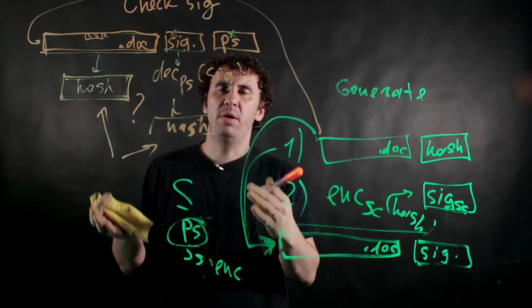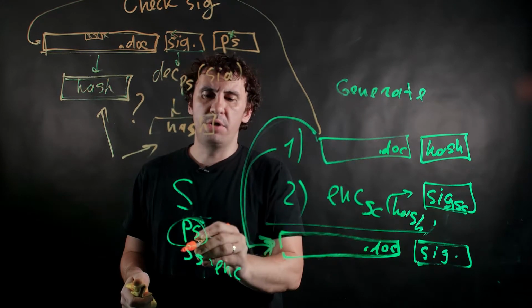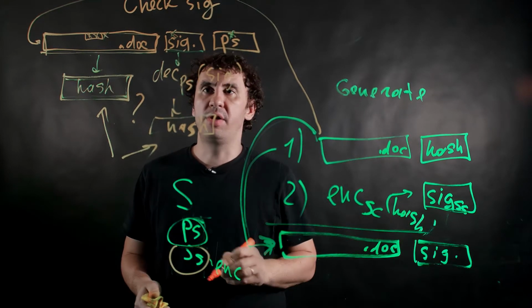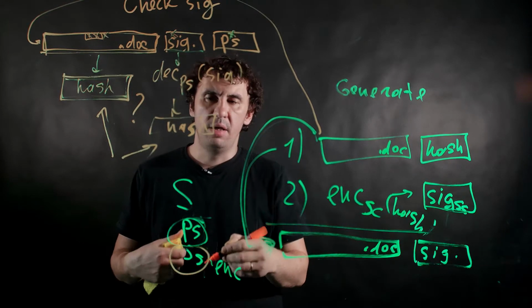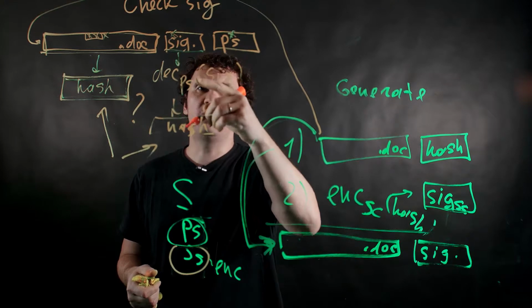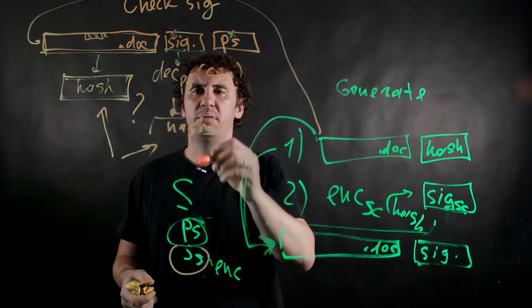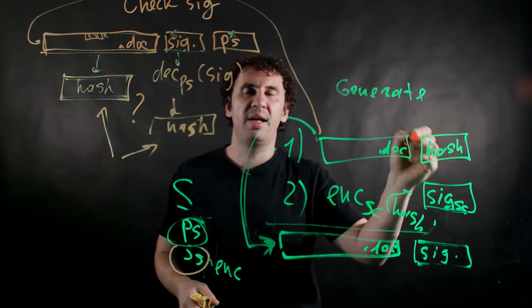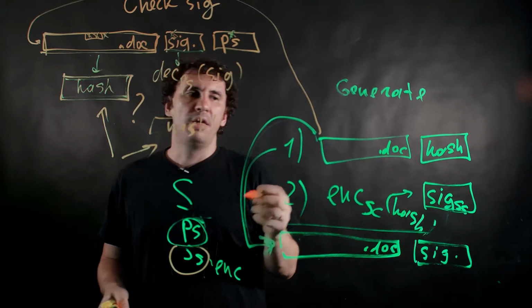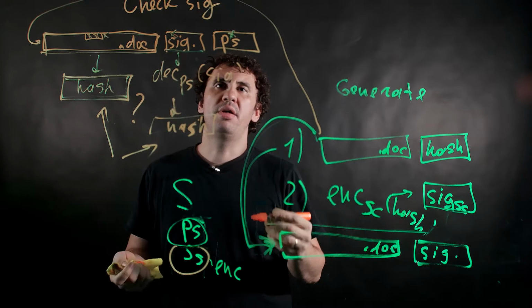If they are equal, then the signature is valid, because only the person who knows my secret key can generate such a signature that, decrypted with my public key, equals the exact hash of the file. If these two values are not equal, then something is broken.